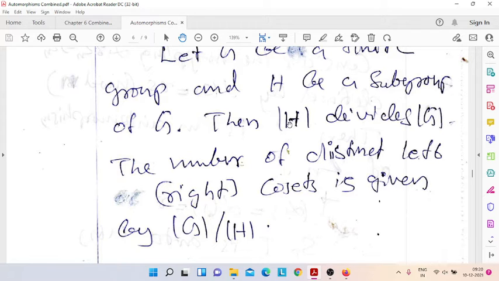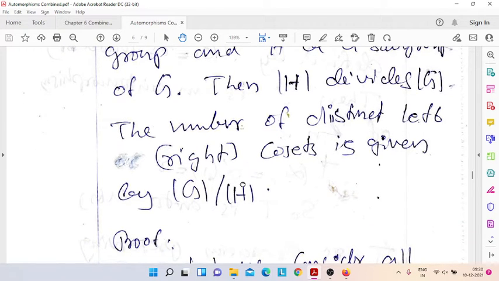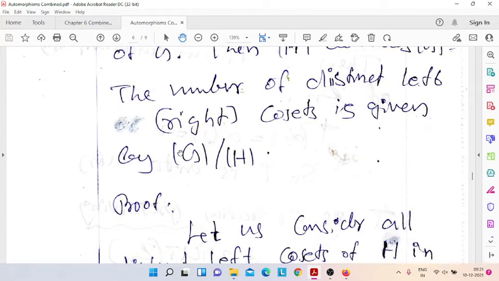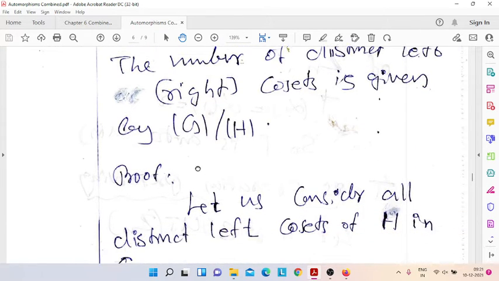Order of H is the number of elements in H. It divides the number of elements in G, or the order of G. Then order of H divides order of G. The number of distinct left or right cosets, either left coset or right coset, you know that the number of left cosets equals the number of right cosets. The number of distinct left cosets is given by the quantity order of G divided by order of H.